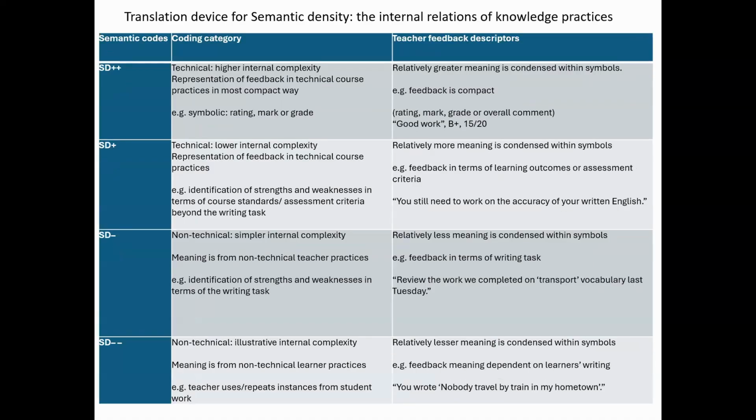And with semantic density again, SD minus minus, the feedback meaning sort of dependent on the learner's writing. So you wrote, nobody traveled by train in my hometown. With SD minus, review the work we completed on transport vocabulary last Tuesday. And then as we're moving up, you need to work on the accuracy of your written English, an example there. And then SD plus plus, I've got, when it's given a comment like good work or B plus, which needs sort of further explaining or unpacking.